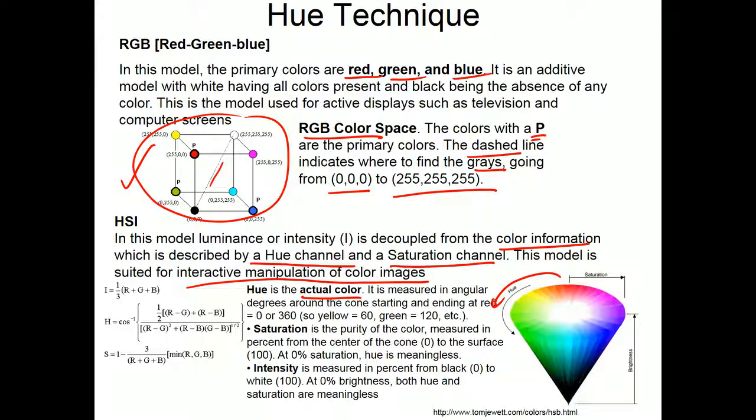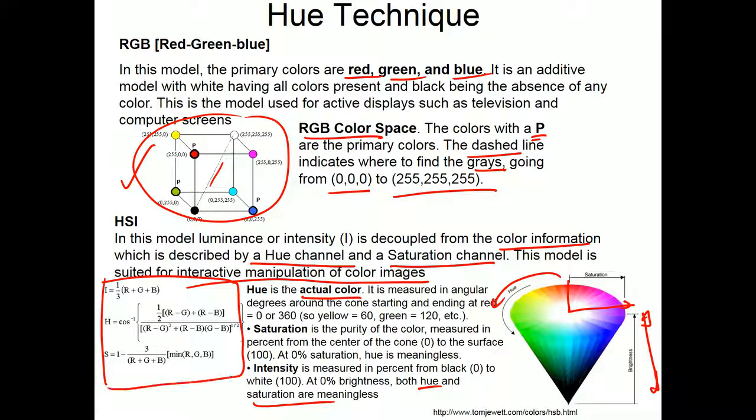Saturation is the purity of the color, measured as a percentage from the center of the cone to the surface. At 0% saturation, the hue is meaningless, of course, since that is at the center. Intensity is measured in percent from black to white. At 0% brightness, both hue and saturation are meaningless. So, brightness is basically the height. You understand, this is like a cone. The rotation around the cone designates your hue, the center-to-edge distance governs your saturation, while the distance from the apex of the cone designates your brightness.